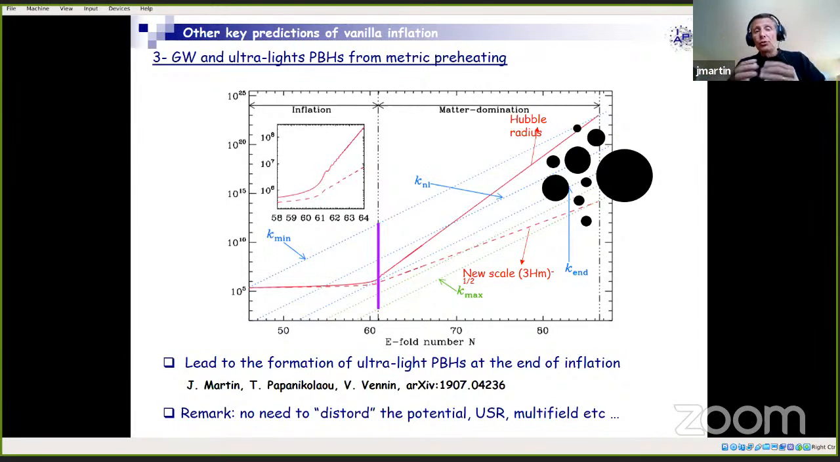And remark that usually people try to invent mechanisms, they distort the potential, they consider multi-field inflation, ultra-slow roll inflation, which are interesting scenarios. But here you have, in some sense, the production of black holes for free. This is a generic prediction of the simplest models of inflation. And so studying the consequences of this PBH production would also be a way to probe, for the future, the simplest models of inflation and to improve our knowledge of vanilla inflation. So I just come to the conclusion, since I think my time is over.